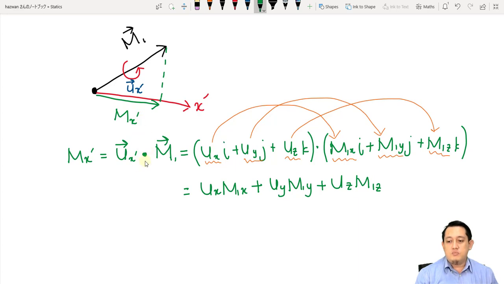To calculate the dot product here, you must find the unit vector of this new direction or line. So this is how you calculate.